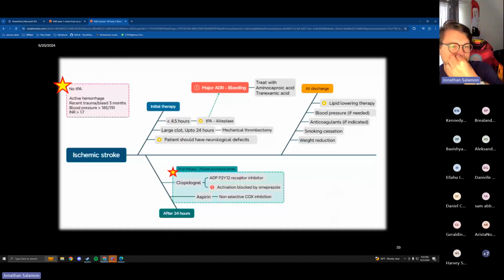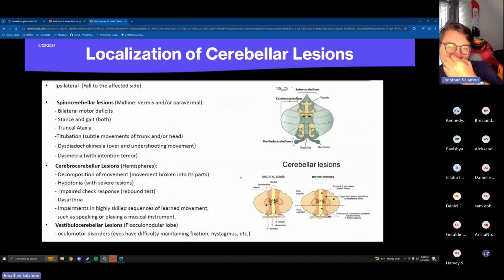Watershed strokes, we talked about this. We already talked about this. No, this little homunculus, the center of the vermis is the center of the body. If you lose the middle of the vermis, you get truncal ataxia. If it's on the sides, you get limb ataxia.